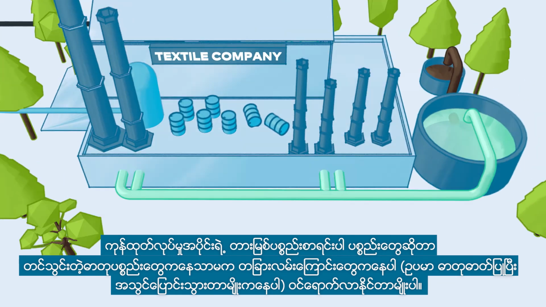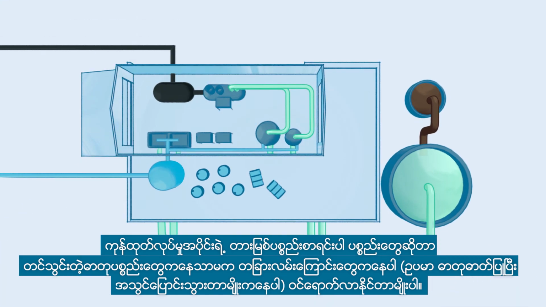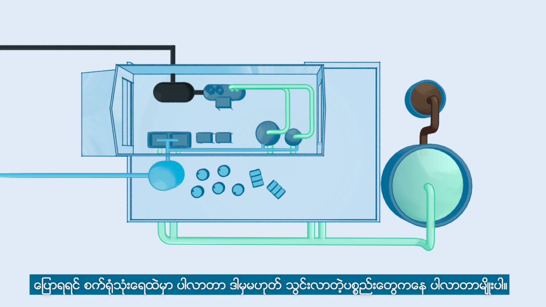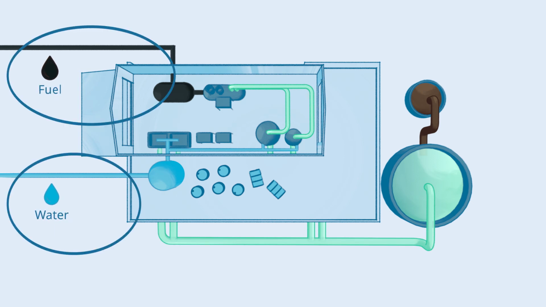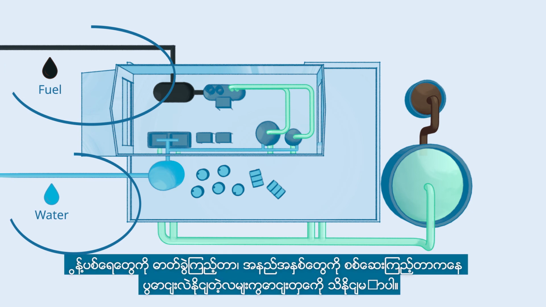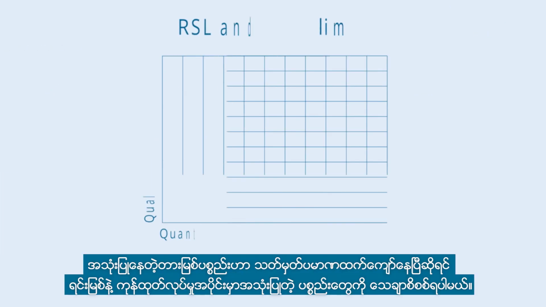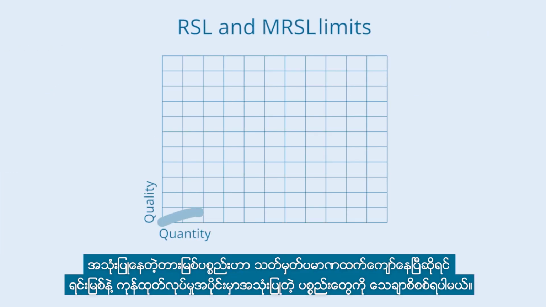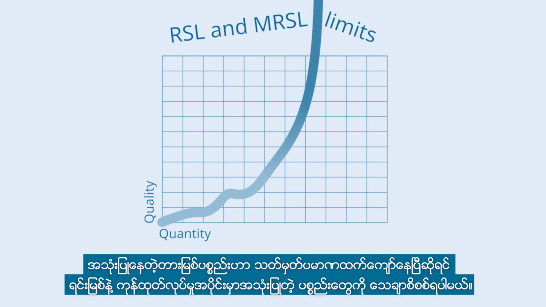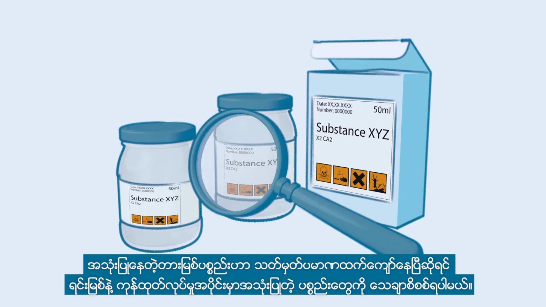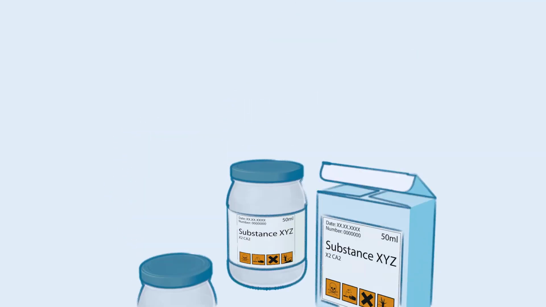Substances on the MRSL may also enter the factory through pathways other than the supplied chemicals. For example, as contaminants in process water or input materials. An analysis of these pathways, as well as of wastewater and sludge, will help you to verify conformance. In case substances are found beyond the limits on the RSL and MRSL, you may need to take a closer look at the source and use of the substance in the production processes.